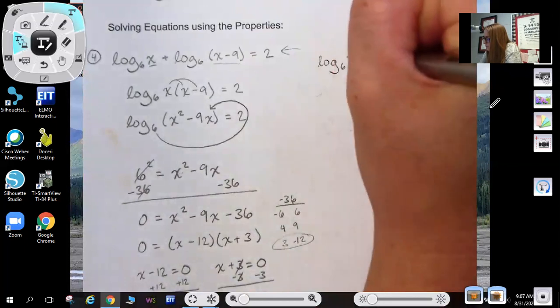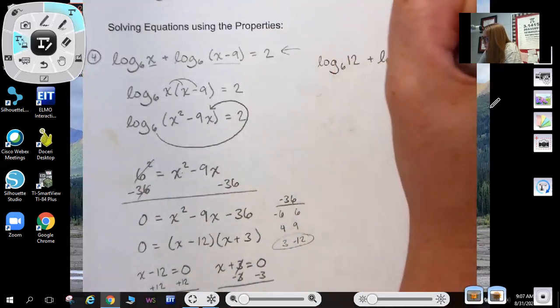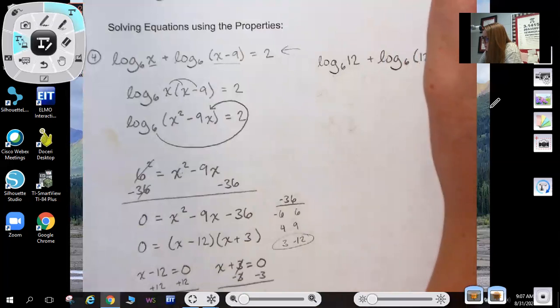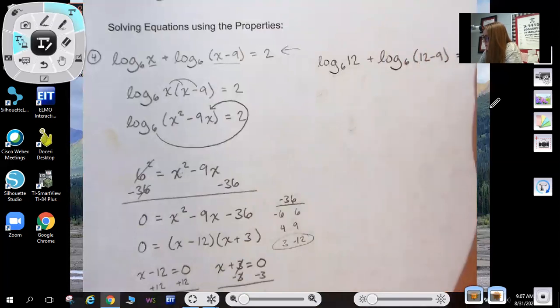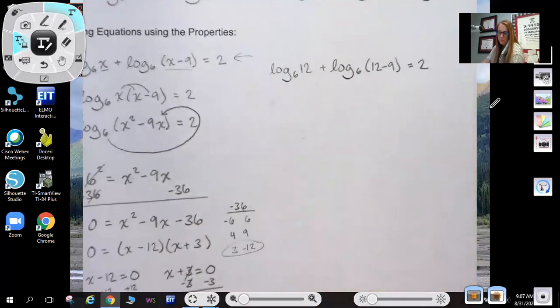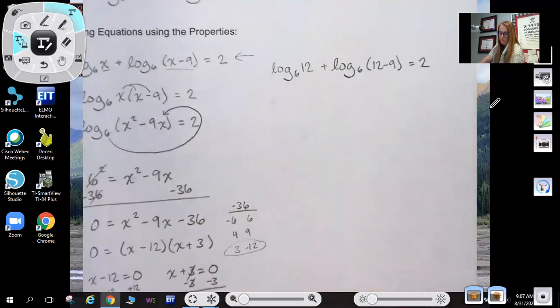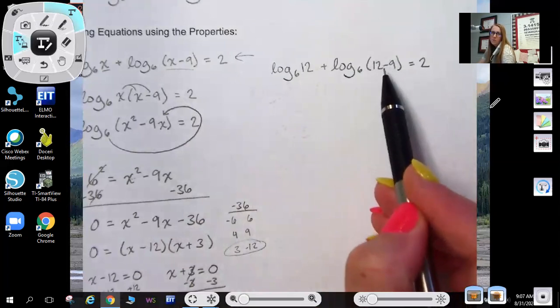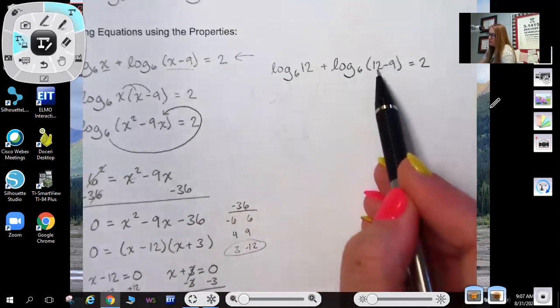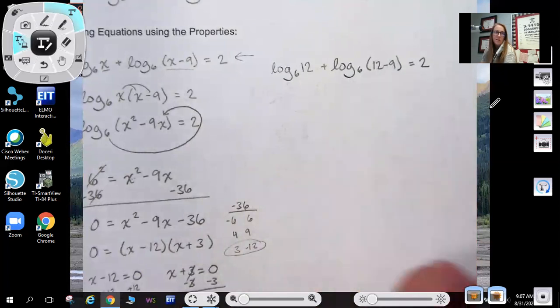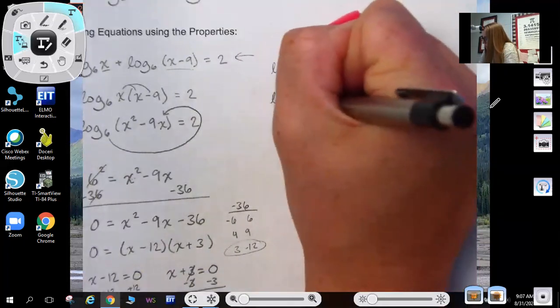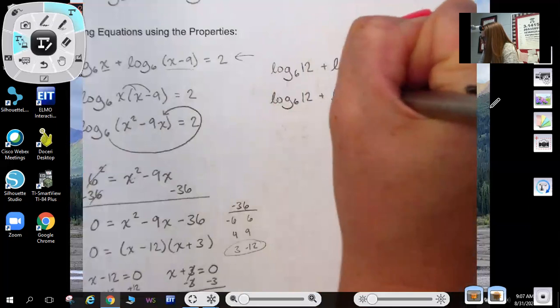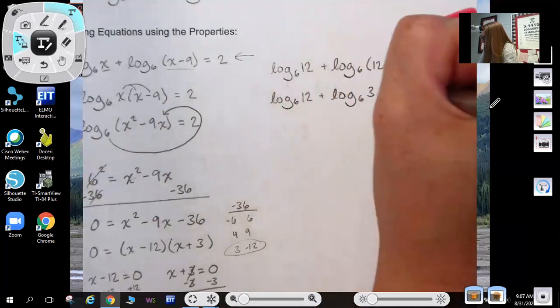We've got log base 6 of 12 plus log base 6 of 12 minus 9 equals 2. Any math that is within a logarithm, you need to do that first before using any of the properties. So we need to do 12 minus 9 first. It's obviously not going to end up being negative, but if it did, then that would stop us. So we have log base 6 of 12 plus log base 6 of 3 equals 2.